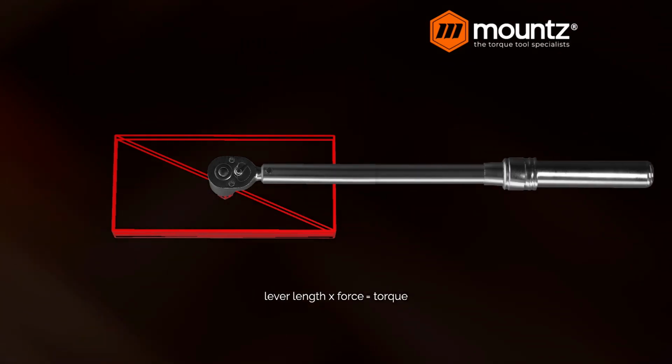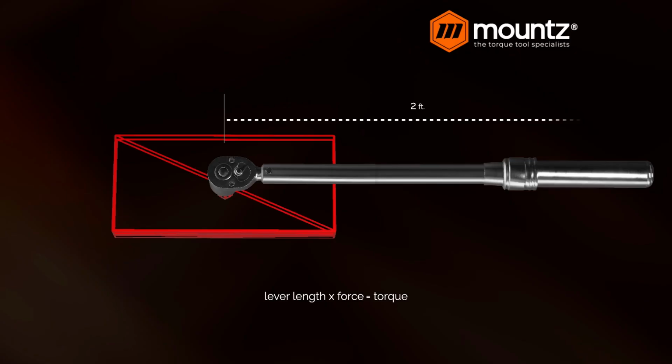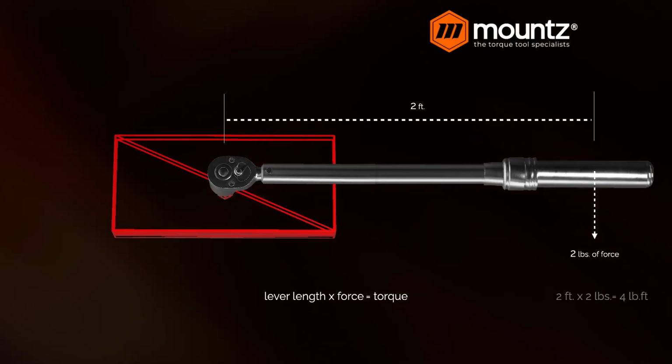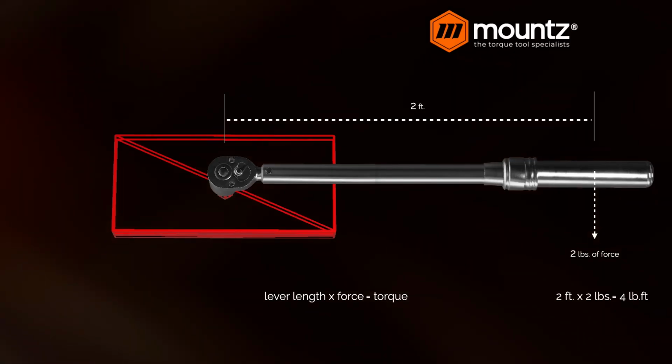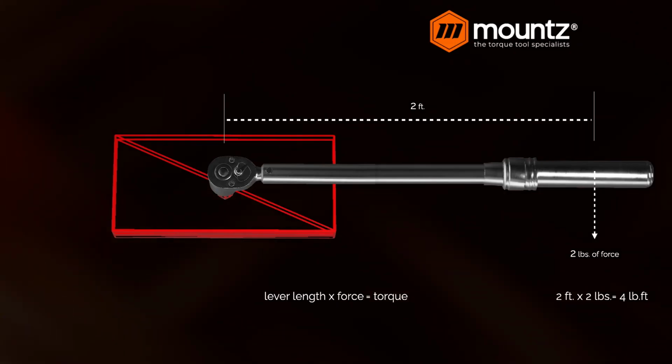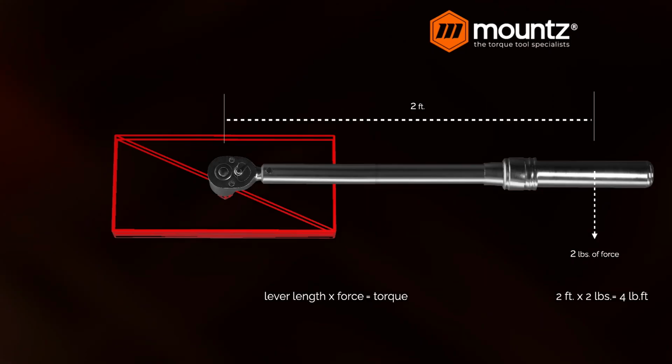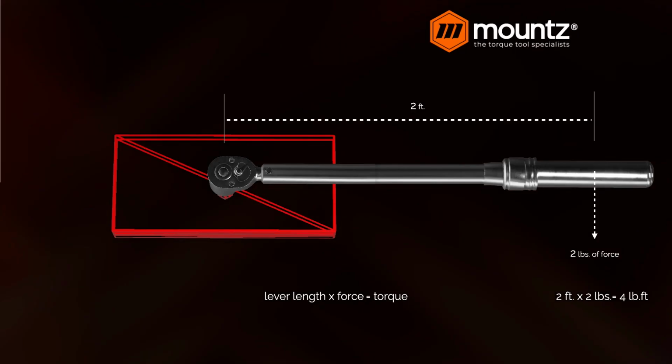Now, if we extend our wrench out to 2 feet, we use that same 2 pounds of force. We have now increased our torque to 4 foot-pounds. 2 times 2 is 4. And so that is the rough definition of how we measure torque. It's going to be the amount of distance that is used around the axis point with how much force is being delivered at the end of that distance.